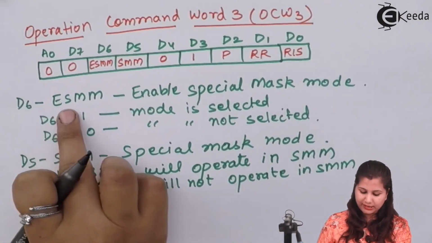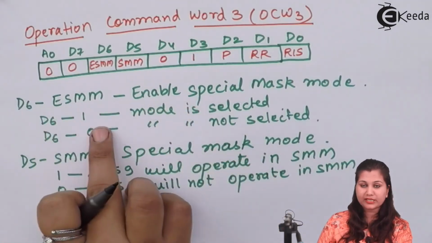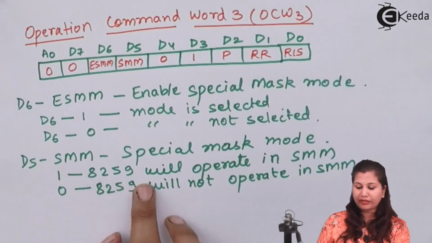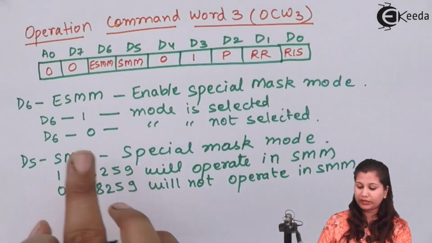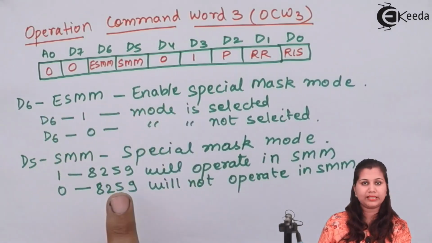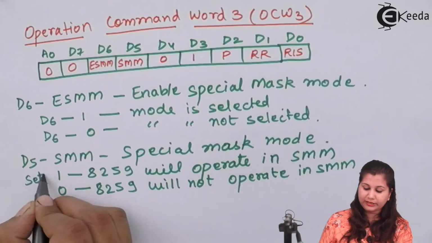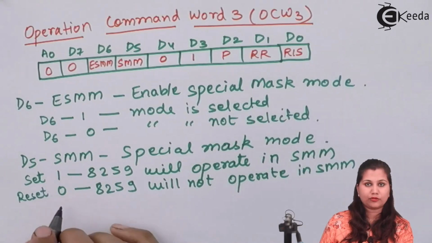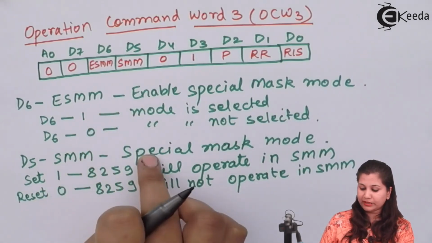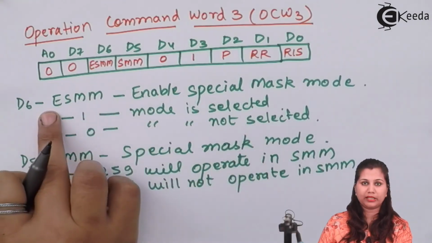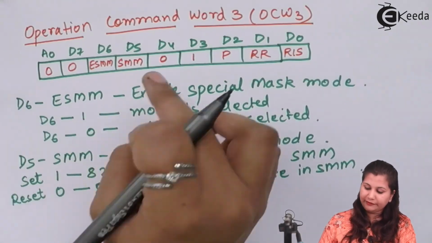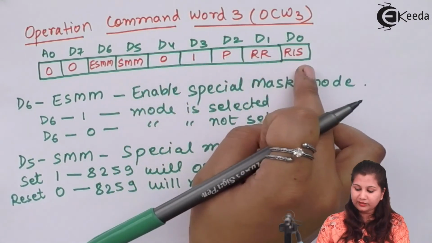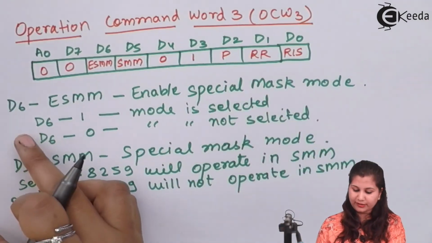When this D6 bit is set, meaning it is 1, then the special mask mode will operate. That means 8259 is going to mask the bits only when this mode is selected and this bit is 1. If it is 0, meaning reset, then it will not be masked. To enable or disable this special mask mode, this D6 bit is used. Then D4 and D3 are at constant logic 0 and 1. Then we have D2, D1 and D0. So let us see their functions here.